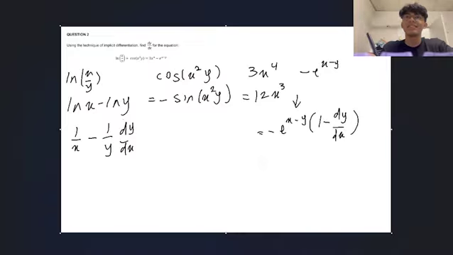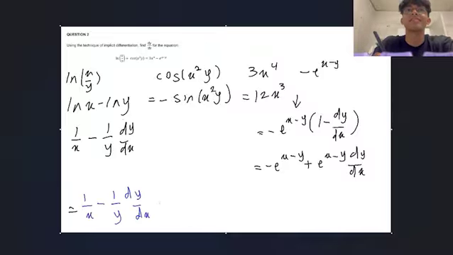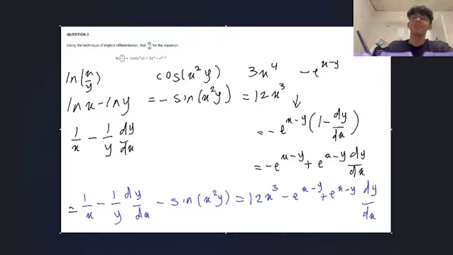So expanding this, it will be minus e power x minus y plus e power x minus y dy/dx. So we rearrange all of this, so it will be 1 over x minus e power x minus y equal to 12x power of 3 and minus e power x minus y plus e power x minus y dy/dx. Okay, the next part I will leave to Azam.